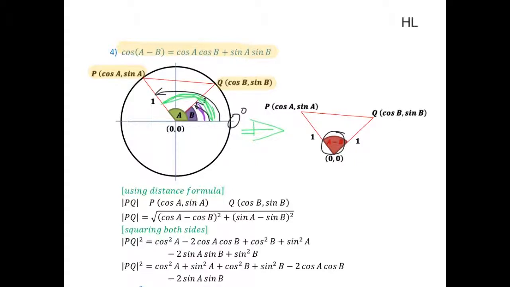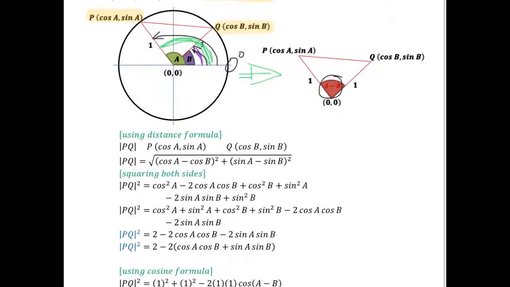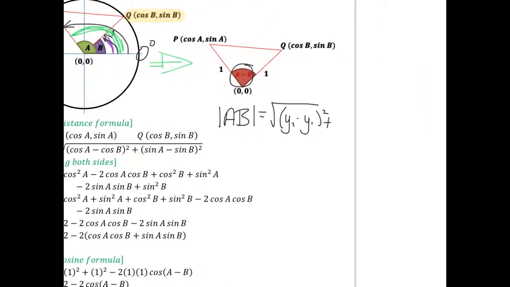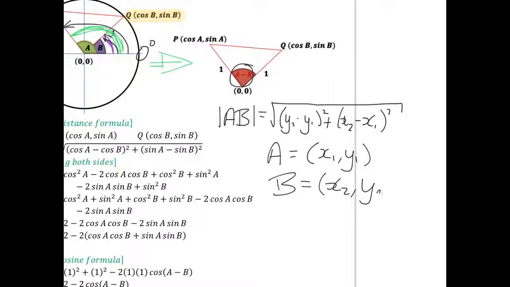So we're going to take two different approaches here. The first is we're going to use the distance formula from point P to point Q. The distance formula, from coordinate geometry, is that the distance between A and B is equal to the square root of y2 minus y1 squared plus x2 minus x1 squared, where A is the point given by x1, y1, and B is the point given by x2, y2.